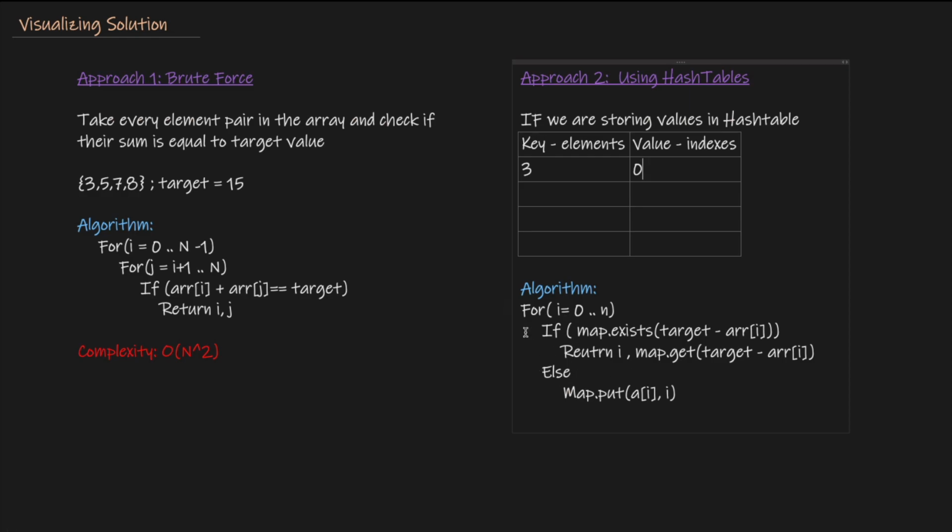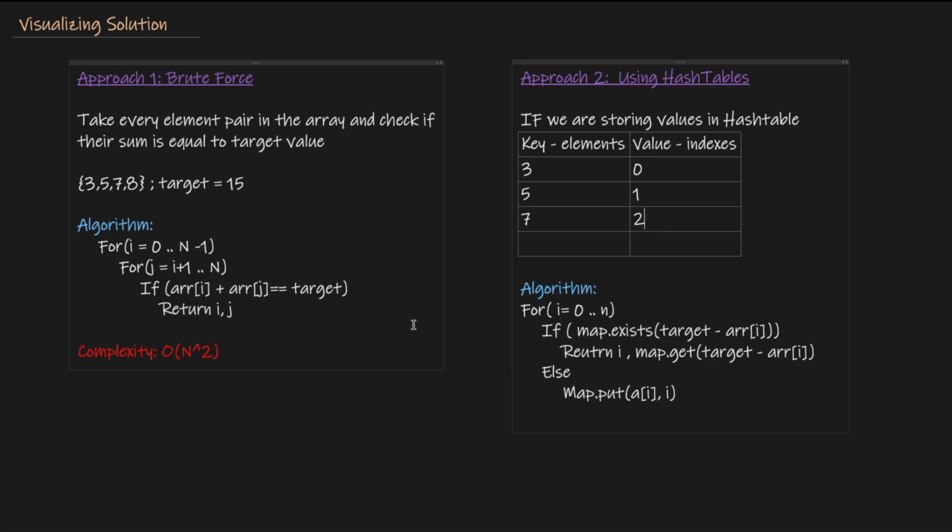Okay, next we go to 5. We try to look for 10. Now 10 is also not found in the hash map so far, so we will go to else and we'll put the value 5 and its index. Next we go to 7. Same way, we'll try to search for 8 in the hash map. 8 is not found. We'll put 7 and its index.